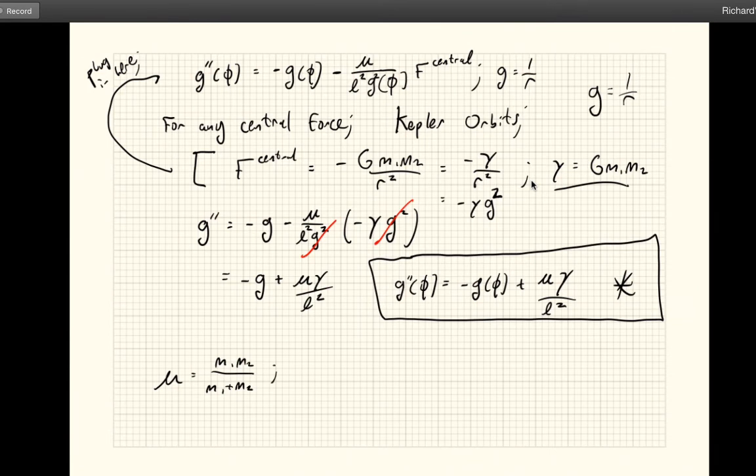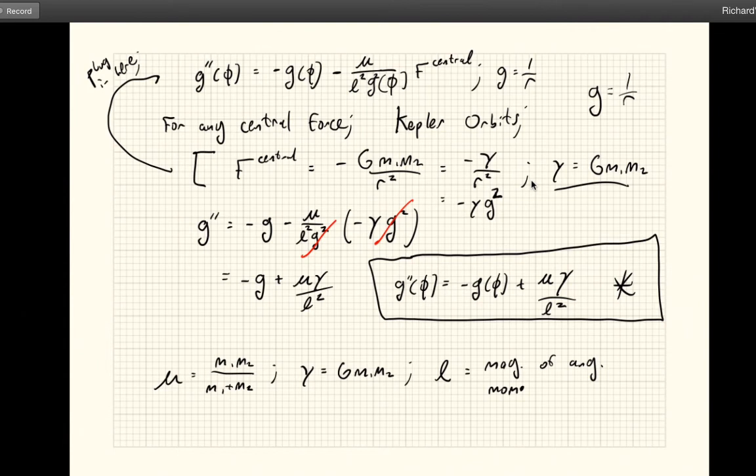We have that gamma is equal to the gravitational constant times m1 times m2. That's just a constant. And then, of course, we have that L is equal to the magnitude of angular momentum, which we know is a constant. Okay, so now what we want to do is look at this equation in a little bit more detail.